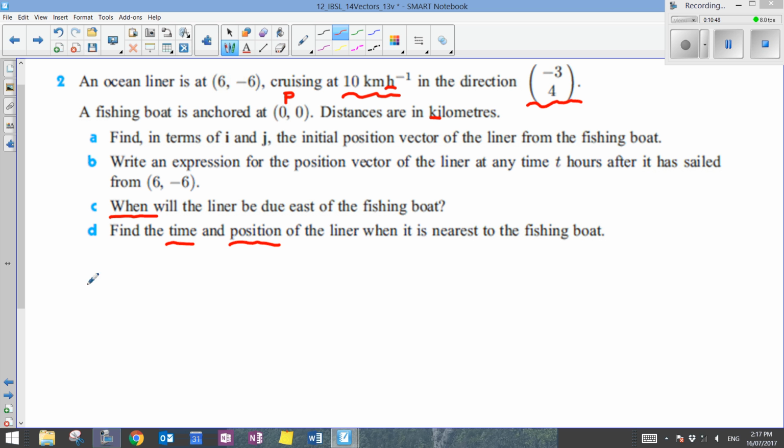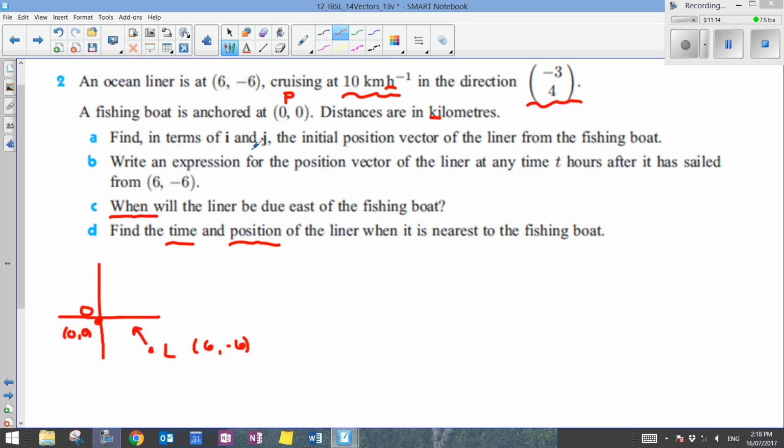So we'll start off, again, just kind of visualizing what's going on here. I have an ocean liner that's at (6, -6). So here's my, we'll call that L for the liner, (6, -6). We've got O, which is where the fishing boat is sitting at (0, 0). Call that O. And it's moving at (-3, 4), so it's moving up this direction. All right, so that's all we know so far.